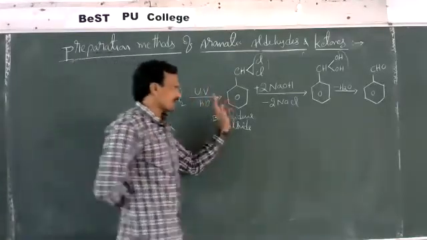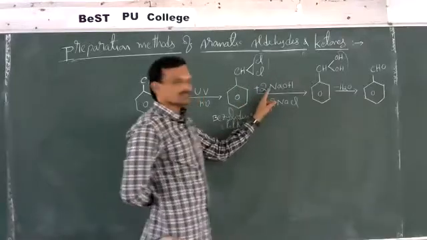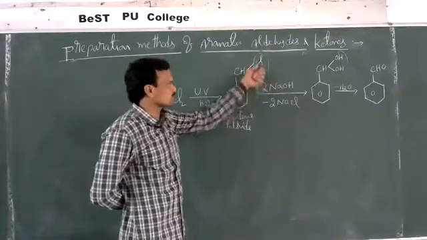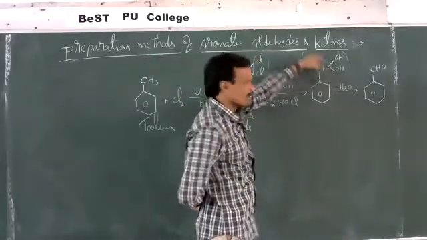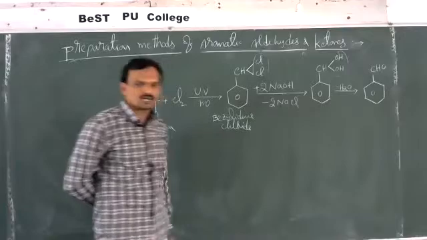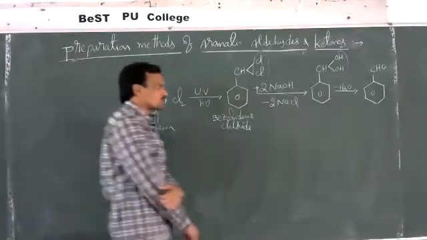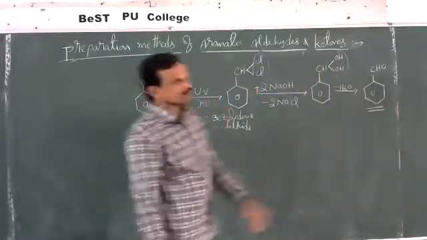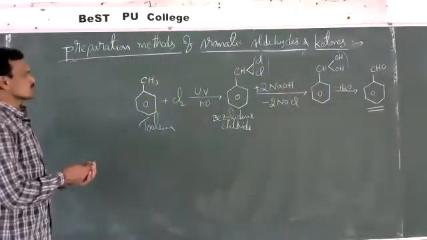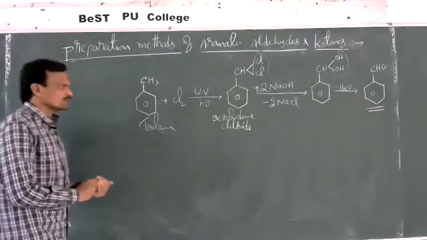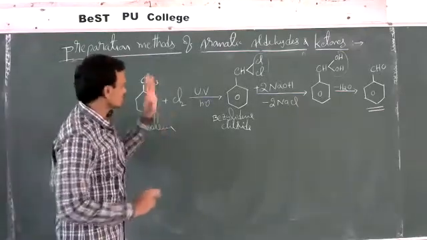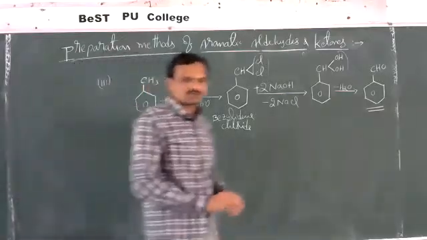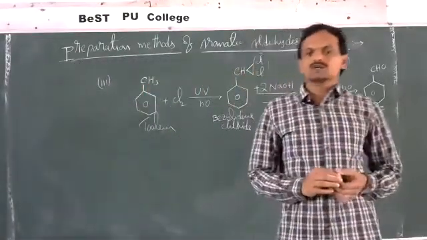And this on hydrolysis in alkaline medium, that is in the presence of NaOH, 2 Cl minus are replaced by 2 OH minus. But on the same carbon, if two or more OH groups are there, it is unstable and loses a water molecule due to steric hindrance and gives benzaldehyde. So this is another preparation method of benzaldehyde from toluene. This is the third preparation method. So from methyl benzene we can produce benzaldehyde in three different ways.